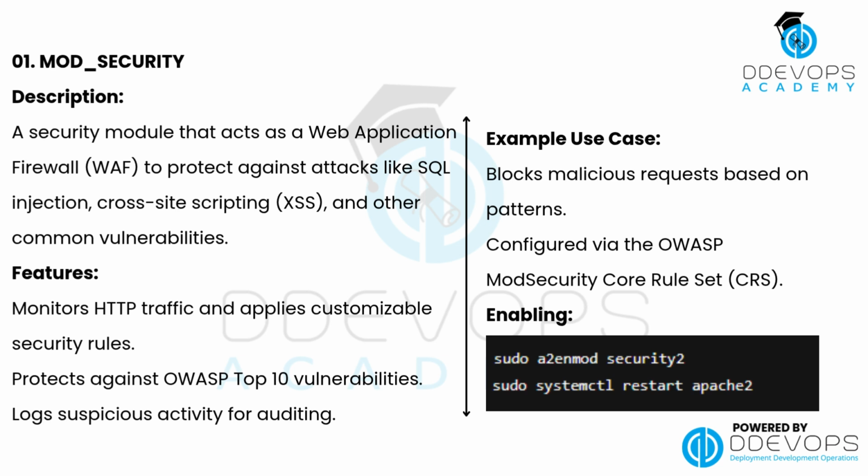Features: monitors HTTP traffic and applies customizable security rules. Protects against OWASP Top 10 vulnerabilities. Logs suspicious activity for auditing. Example case: blocks malicious requests based on patterns. Configured via the OWASP ModSecurity Core Rule Set. To enable: sudo a2enmod rewrite, sudo systemctl restart apache2.